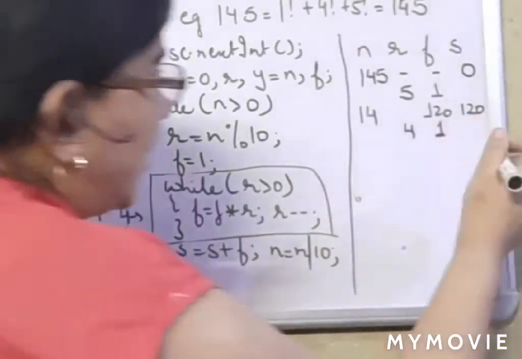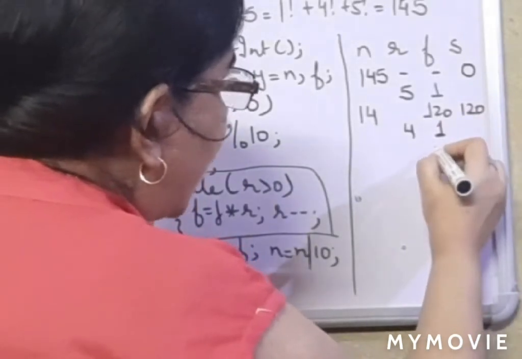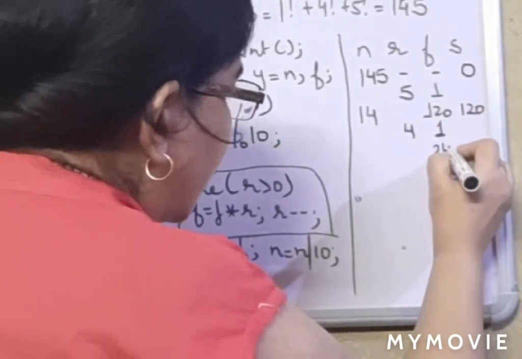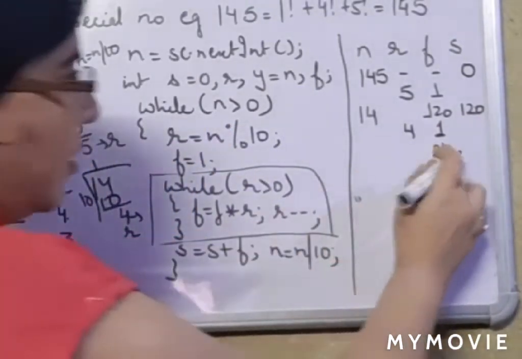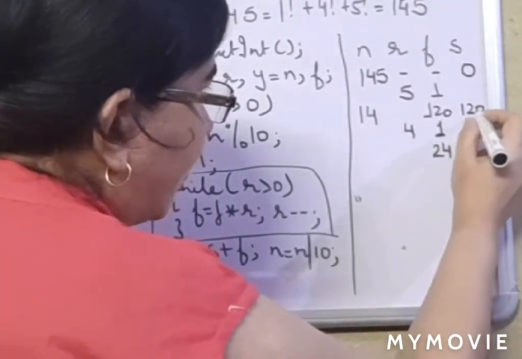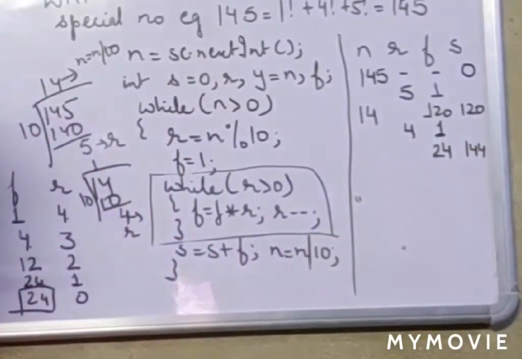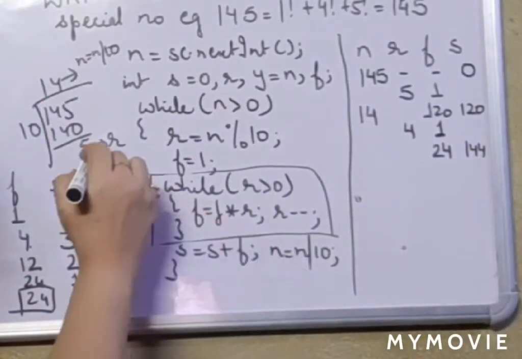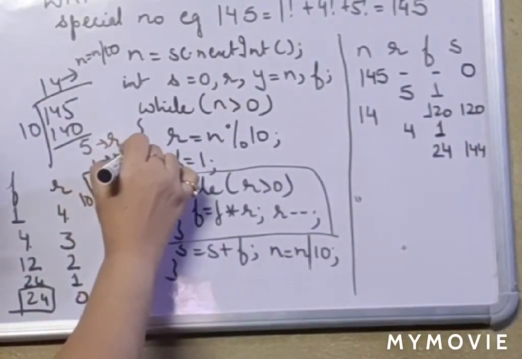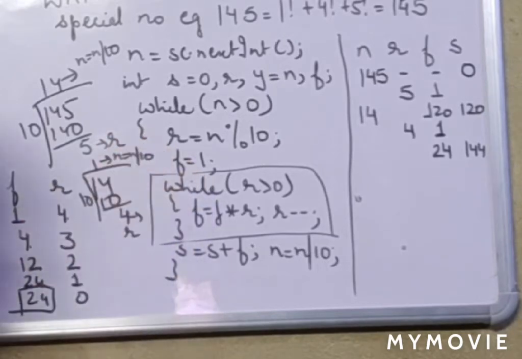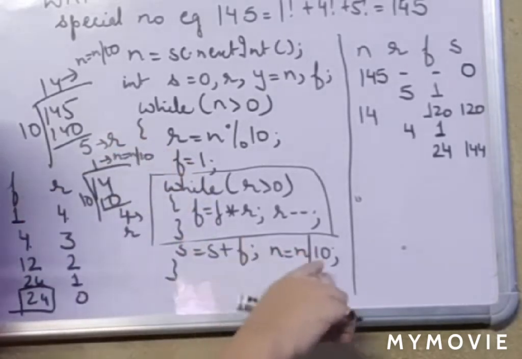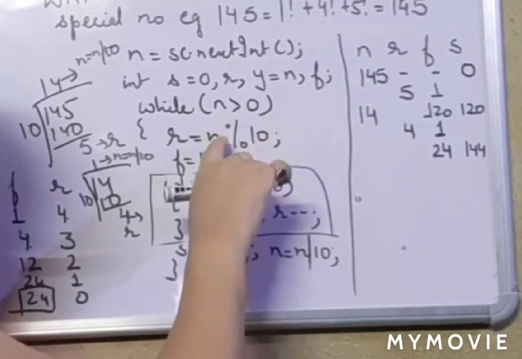s was how much initially? 120. And we have got here the value of f as 24, which will be added to 120. 120 plus 24 will give you 144. n is equal to n divided by 10. We will take the quotient, which is 1. 1 is greater than 0. Yes, 1 mod 10.